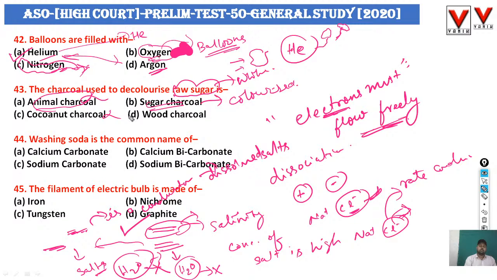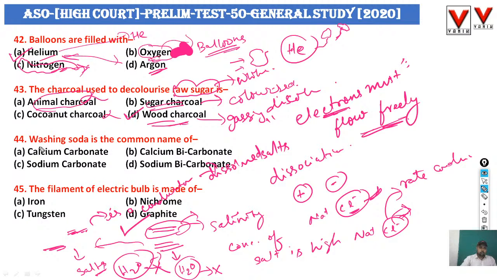Coconut charcoal, no, you do not use it. It is the wood charcoal. Wood charcoal has an adsorbing effect, so it will decolorize your raw sugar. So the answer is option D.